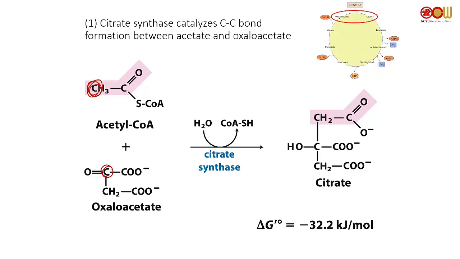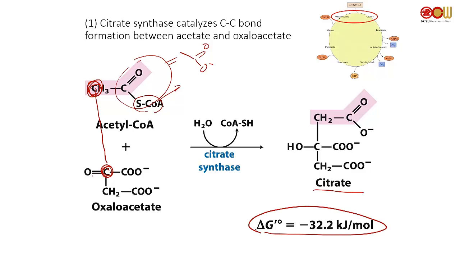Okay, so essentially you take this guy, you connect it to this guy, and you generate this because the CoA will leave. Okay, so CoA sort of leaves, and then if CoA leaves, this thing is sort of an organic acid. Okay? So what you basically do is you connect this guy to the keto group of oxaloacetate and then you generate citrate. Right? And what you should notice is the delta G for this reaction is huge.